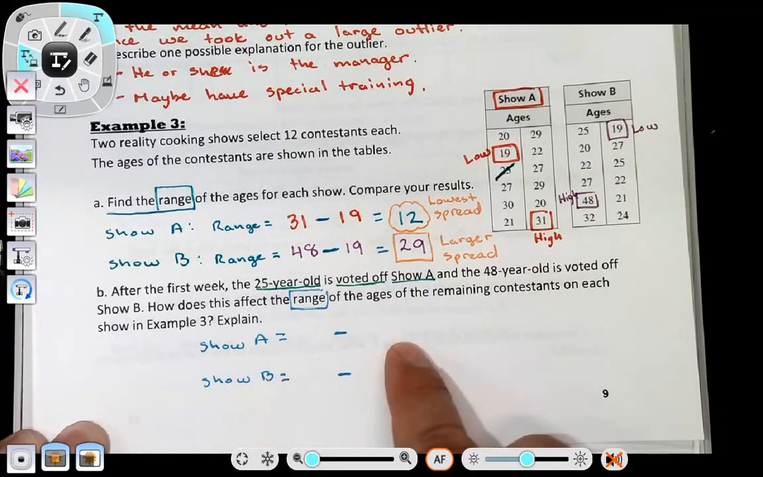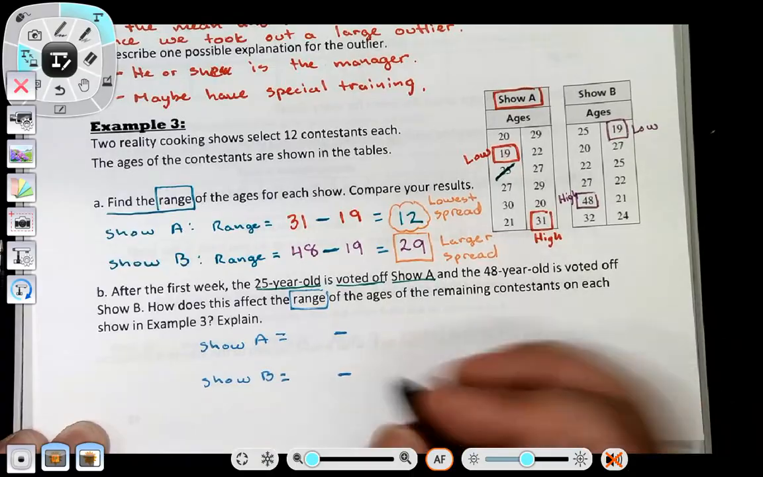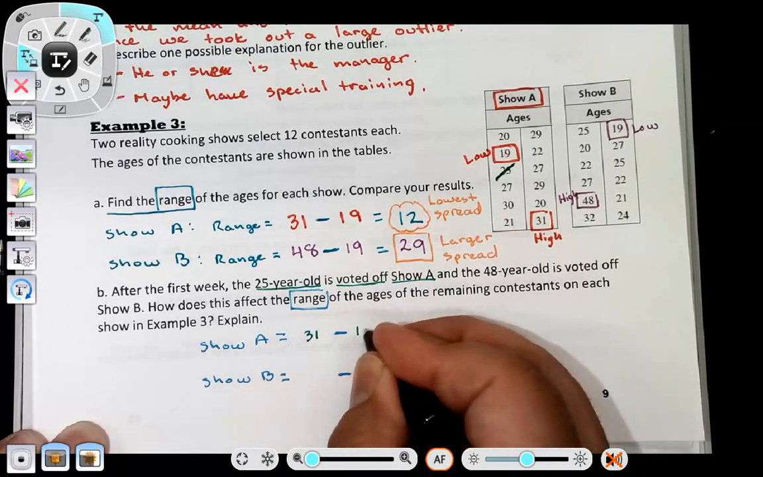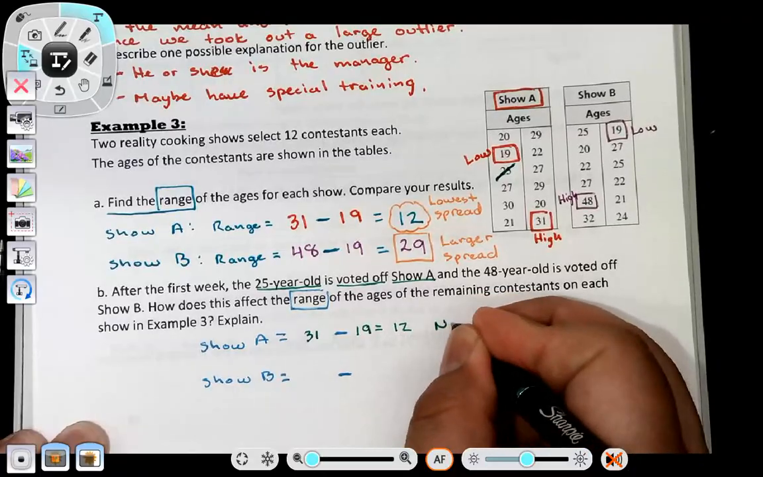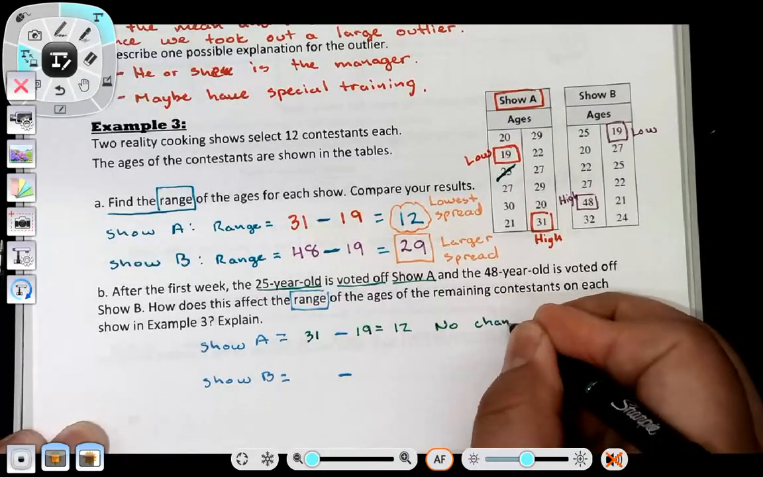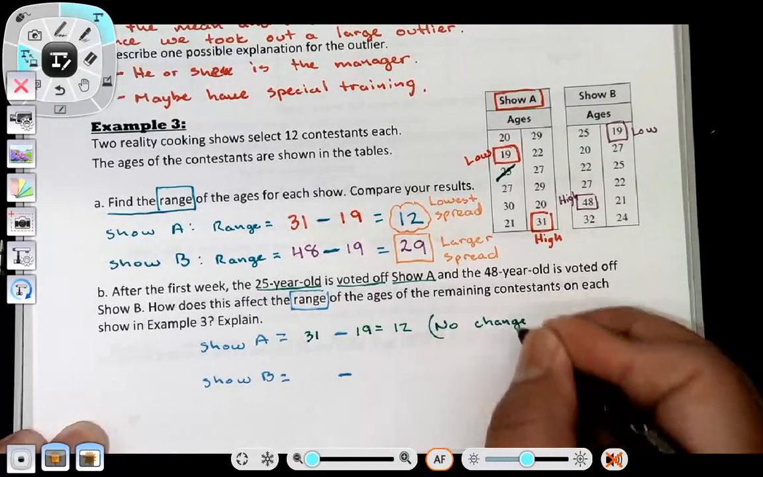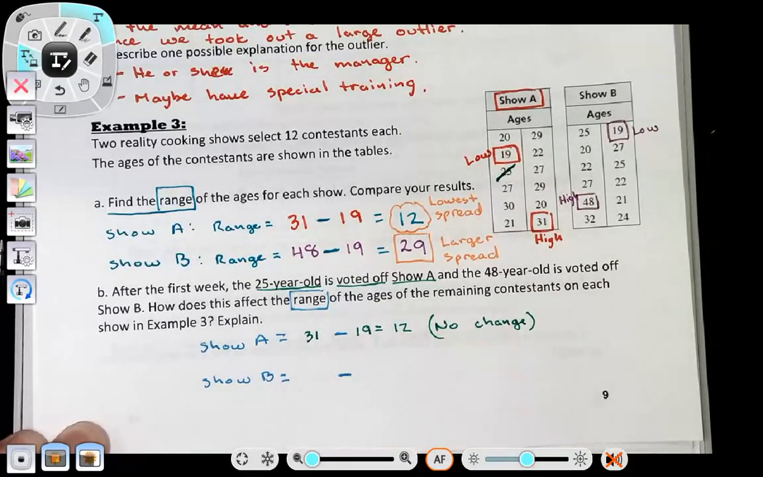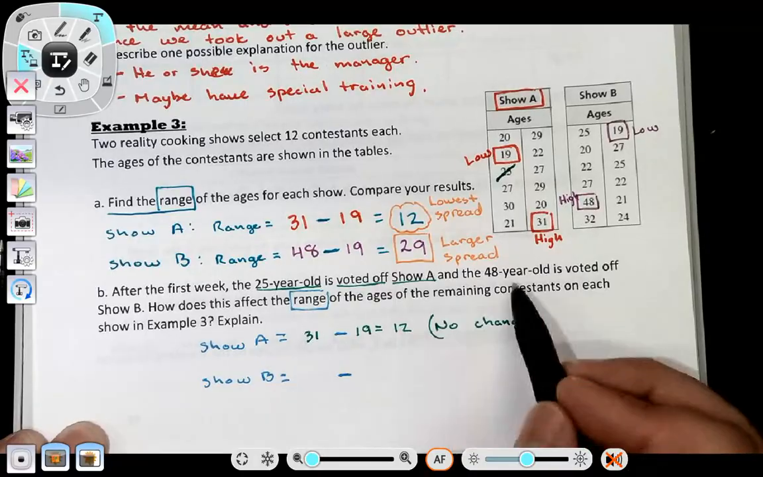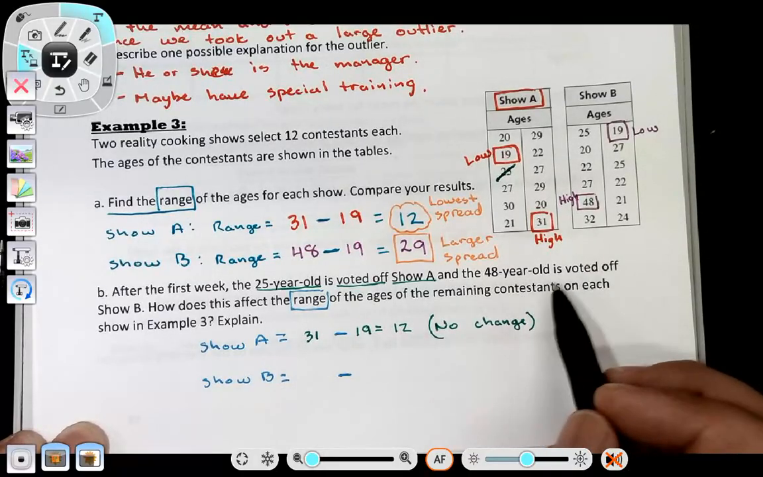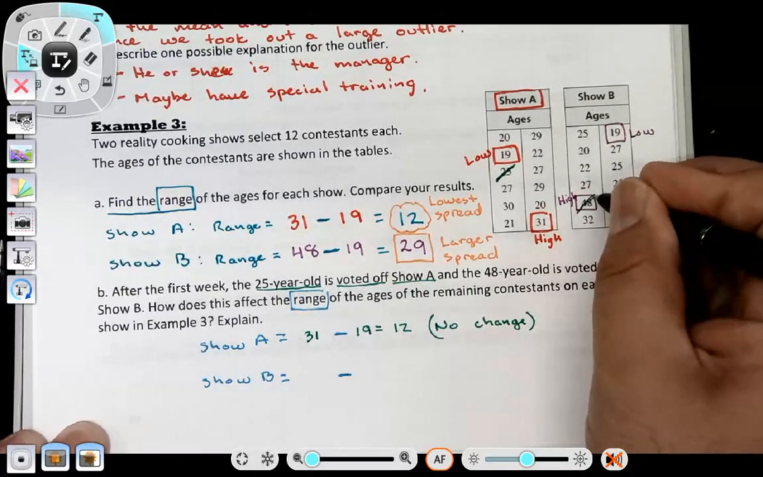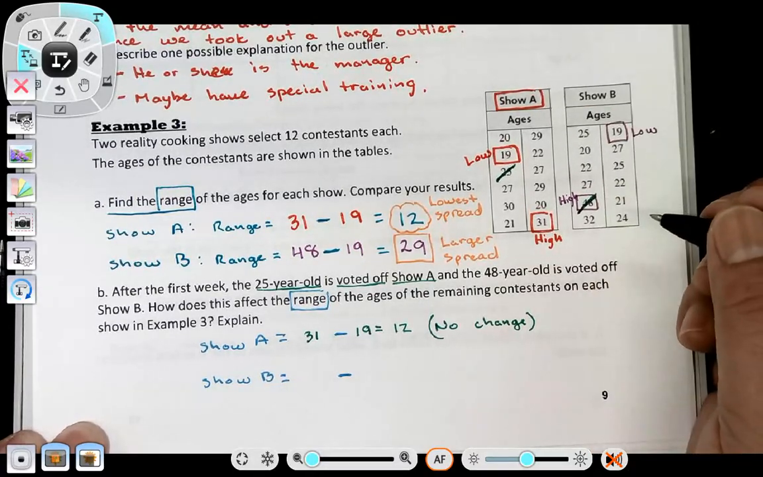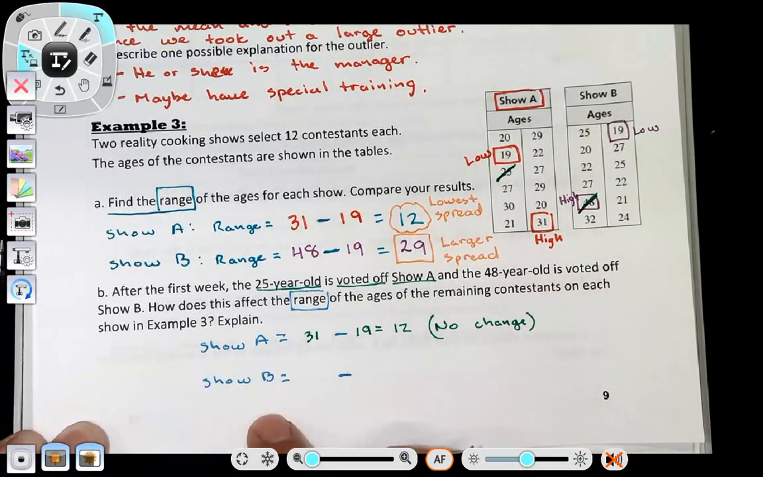Does that change my range? No, look, it's still 31 minus 19, so it's still 12. So no change, because the lowest number or the highest number, nothing happened to it. There's no change with show A. So it's unchanged. What about show B, though? In show B, they said the 48-year-old is the one that got kicked out. So if the 48-year-old got kicked out of show B, well, then is it going to affect my range?